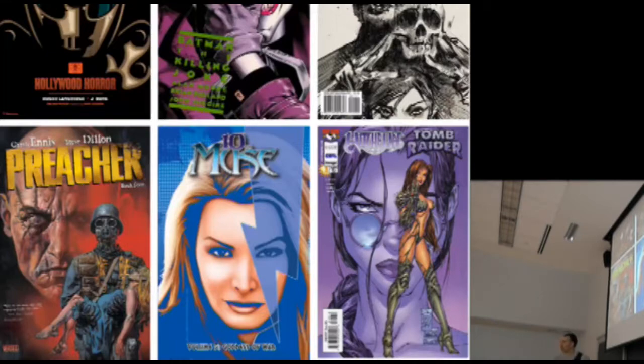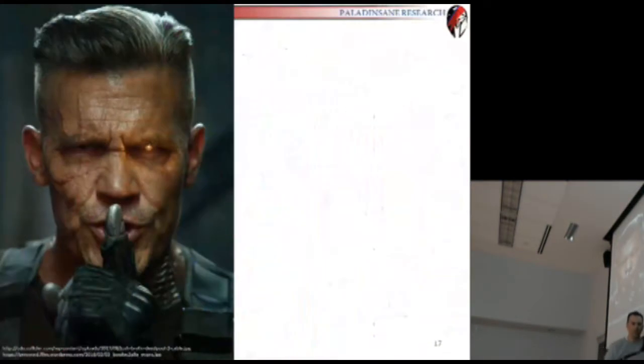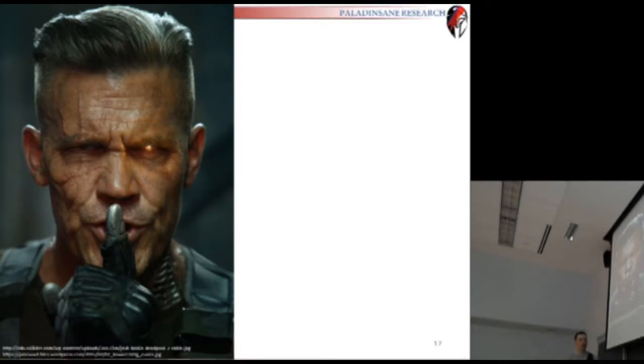This is used in comic book art, and it's also used in movies. This is Cable from Deadpool 2, and he is the king of asymmetry. He's got asymmetry everywhere. He's got scars on his eyes, and he's got power coming out of one eye only.